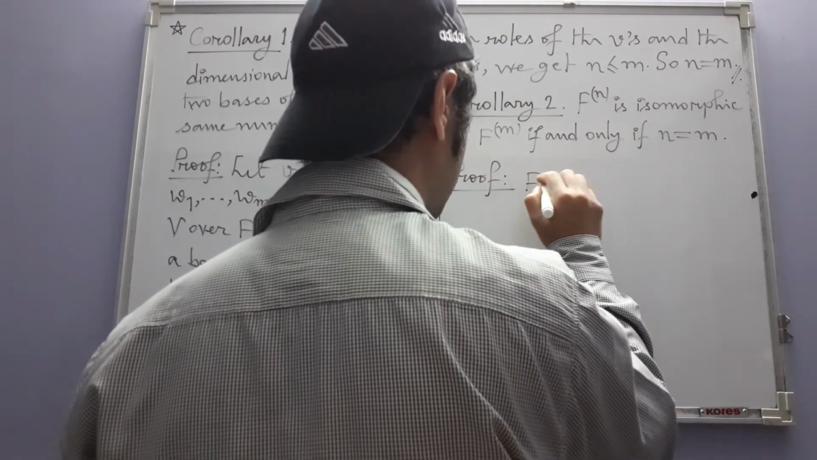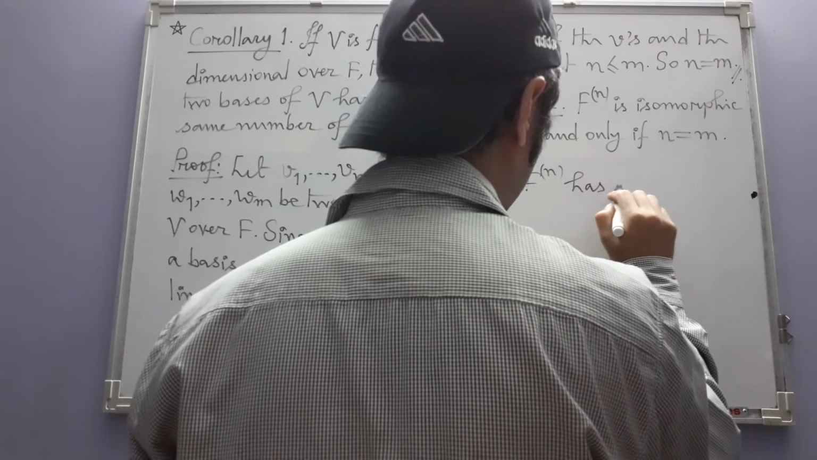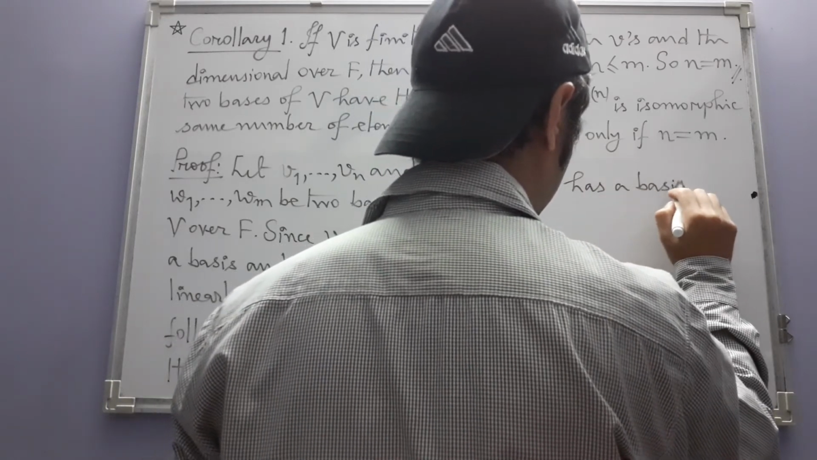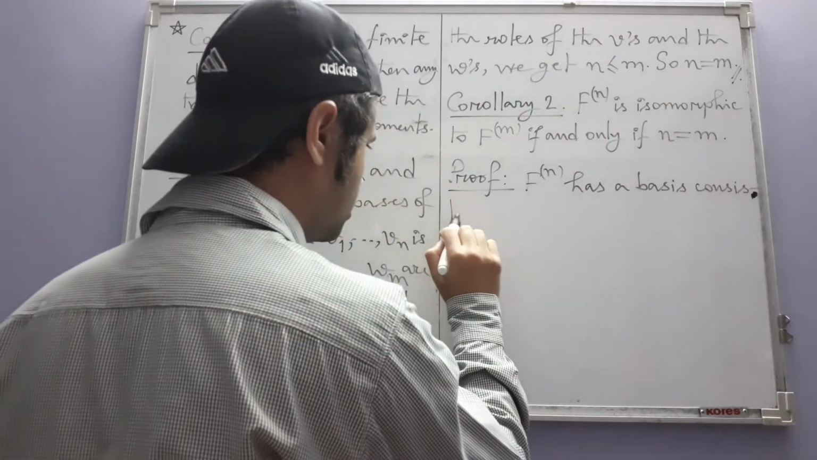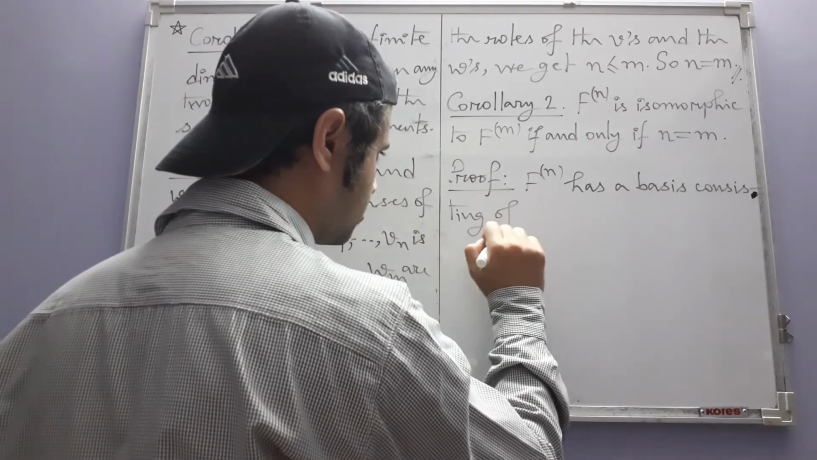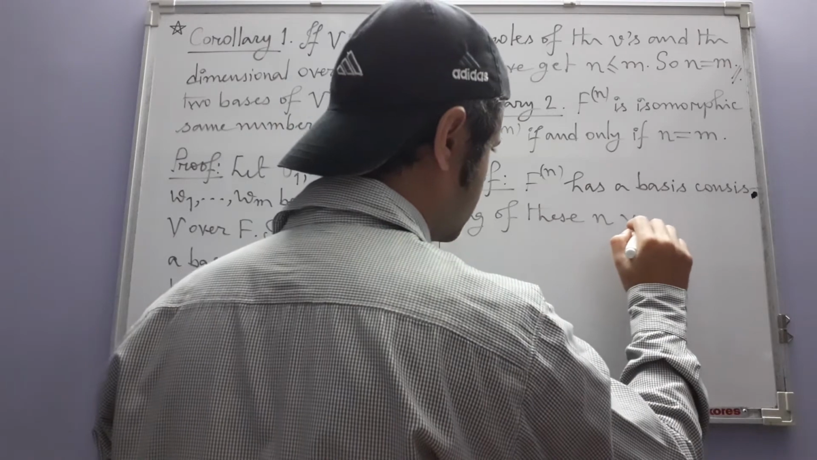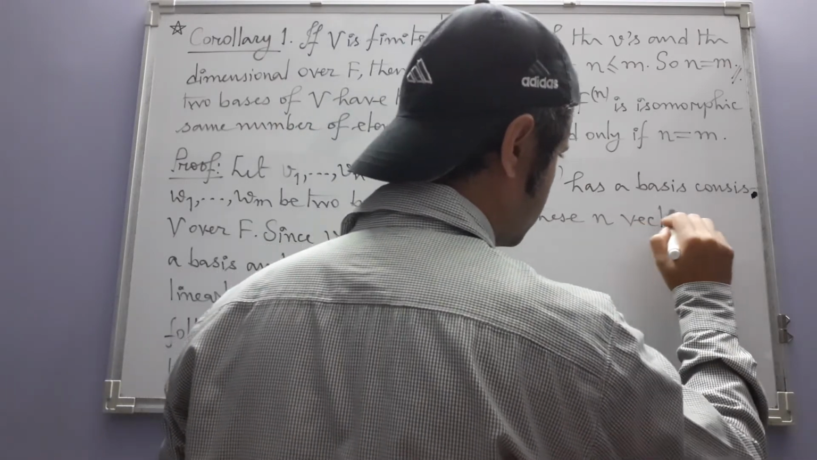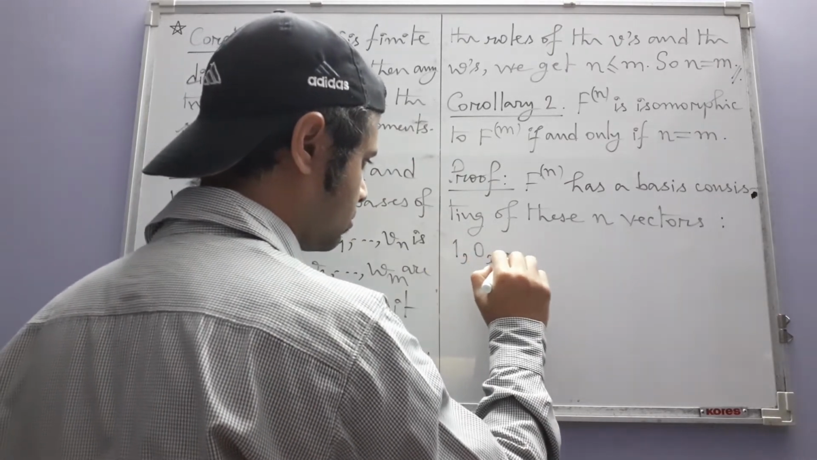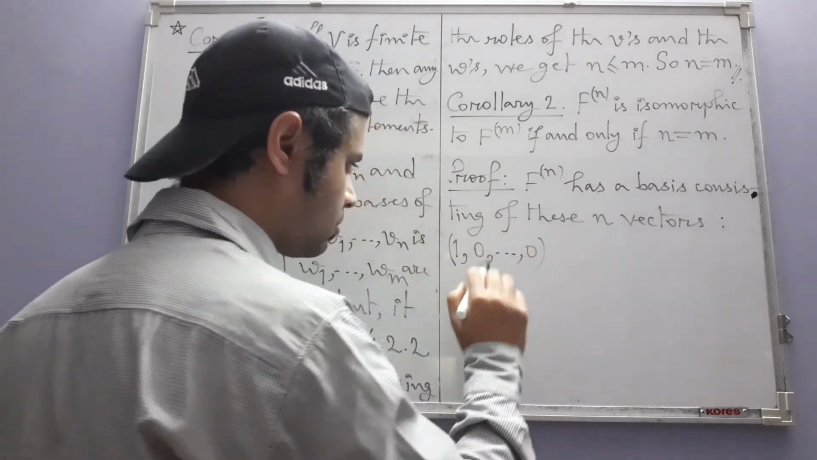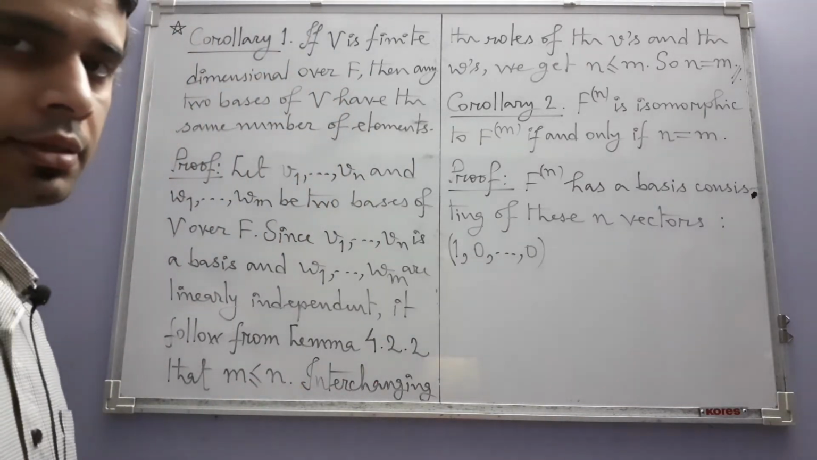So F^n has a basis consisting of these n vectors, all of these are n-tuples, each having n components. That is understood.